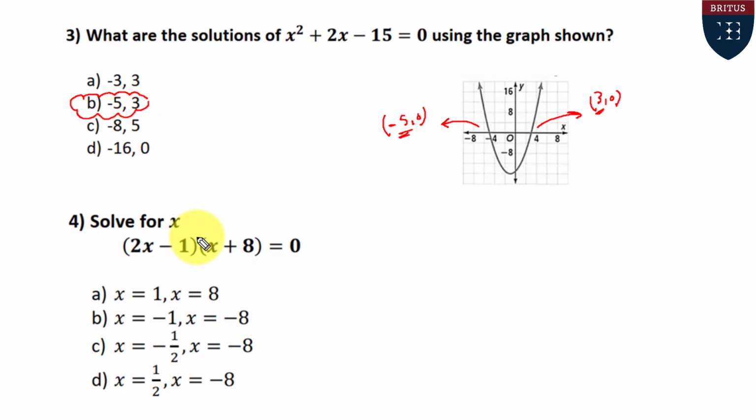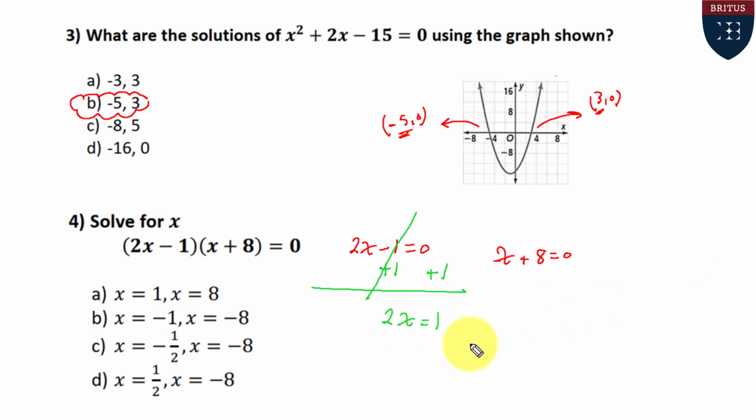Number 4, solve for x. 2x minus 1 times x plus 8 equals 0. Now we can say that 2x minus 1 equals 0 and x plus 8 equals 0. Just solve the two equations. First, we have to isolate x. Just add 1 to both sides. We can say that 2x equals 1. To find the value of x, just divide both sides by 2, the coefficient of x. Now x equals 1/2. This is the first value of x.